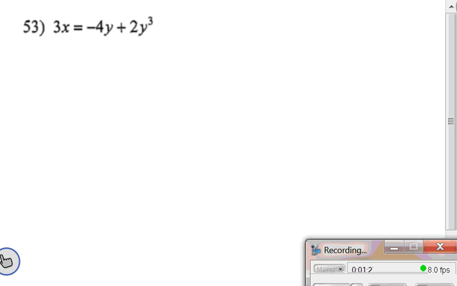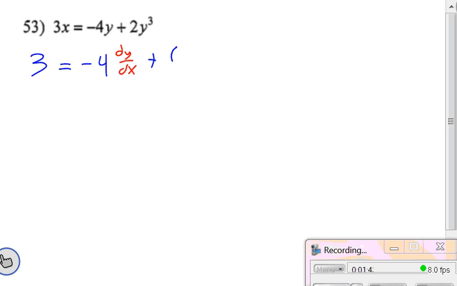Okay, implicit differentiation, one more time here. Derivative of 3x is 3. Okay, derivative of negative 4y is negative 4, but you got it right, dy dx, because you're working with y there. Plus, that's 6y squared. You got it right, dy dx. Okay, in this problem, all the dy dx's are on the right. That's good. Leave them there.